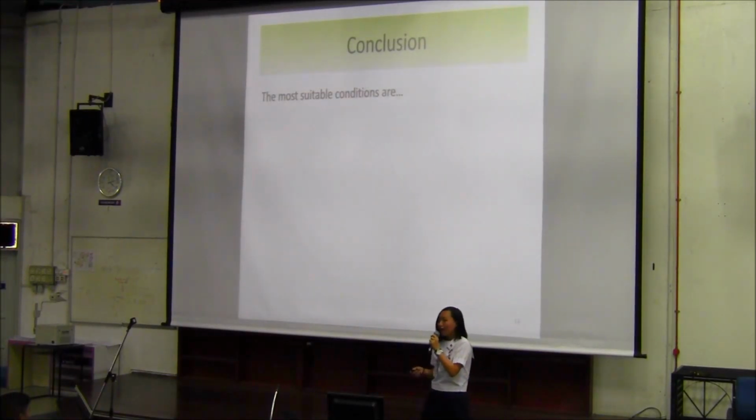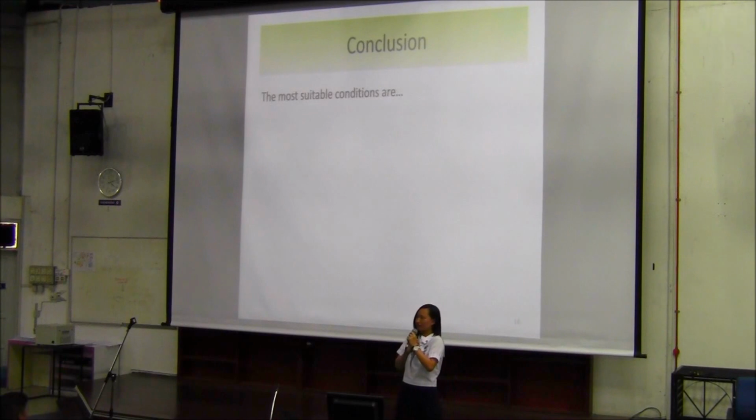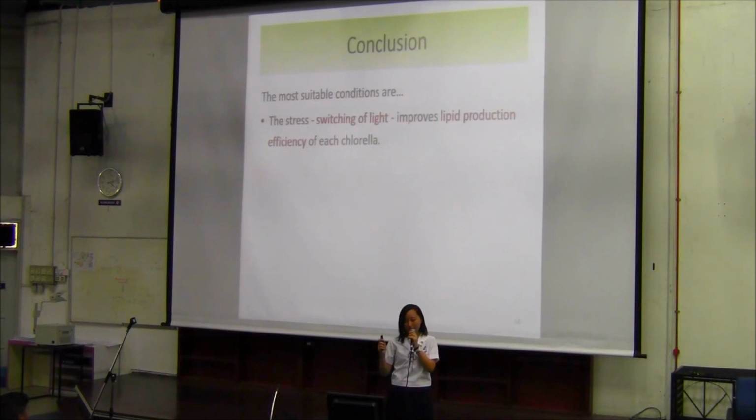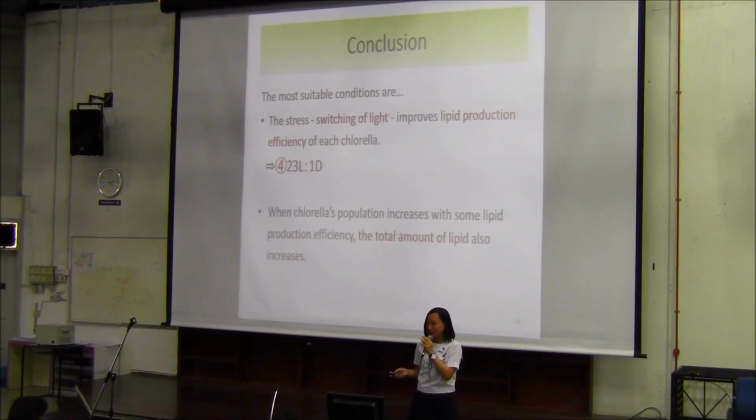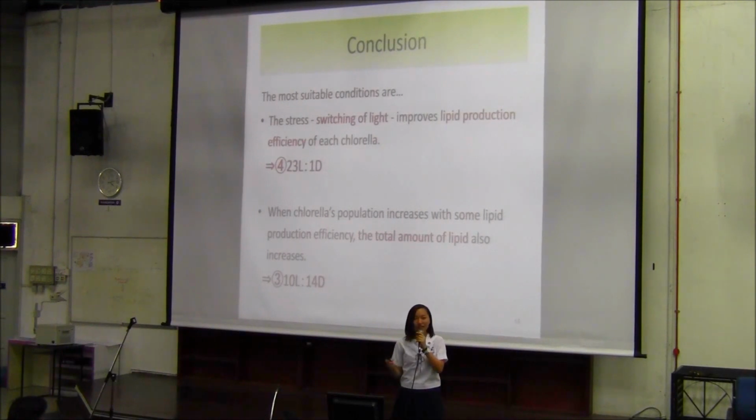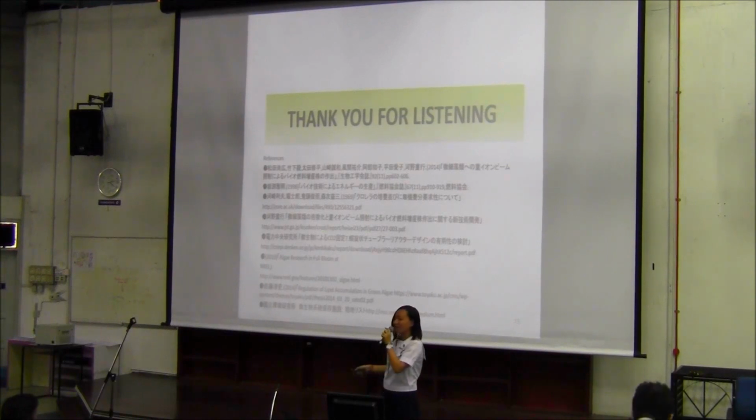Finally, I'll tell you our conclusion. Please remember, our research purpose was to find optimum photoperiodic conditions for the lipid production of Chlorella. So, in terms of lipid production efficiency, we concluded number 4, 20L1D, is the best condition. And in terms of the total amount of lipid, condition number 3, 10L14D, is the best. References are shown here. Thank you for listening.